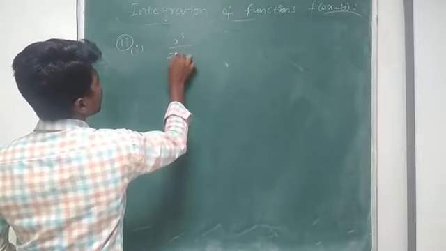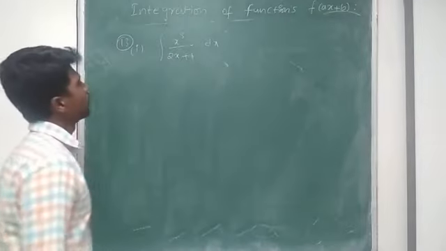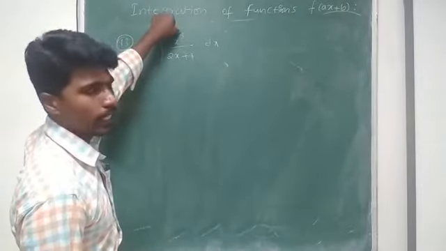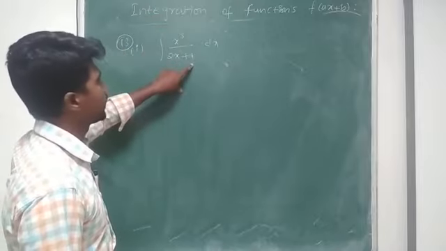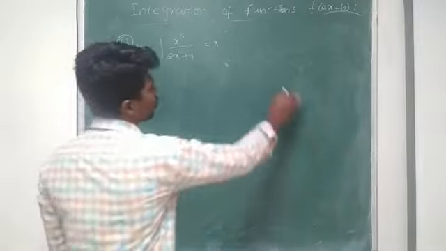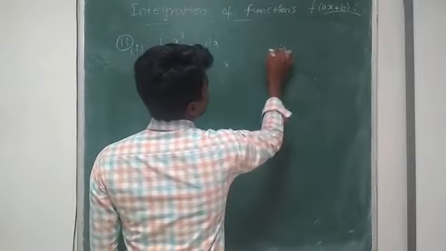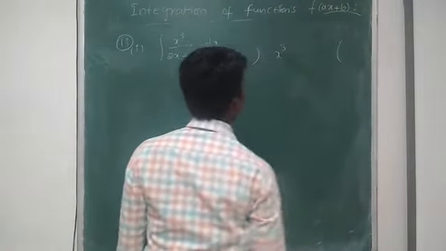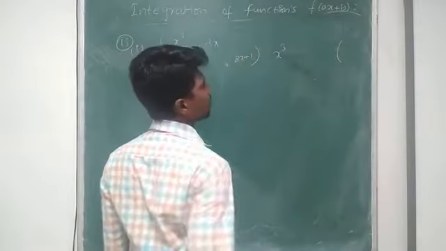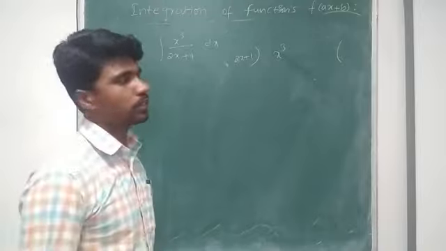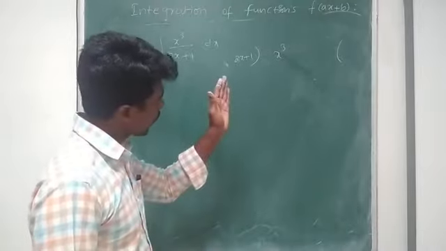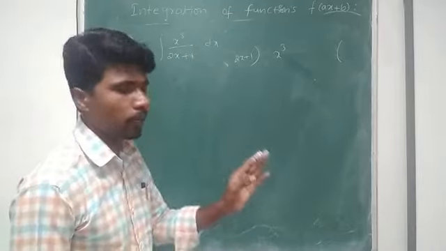x cube by dx. So I found here the degree of f of x is more than the degree of g of x, so I go for division. So divide x cube by 2x plus 1. So it is x cube, and the rest are all zeros. We have to write the rest in descending order while doing division.